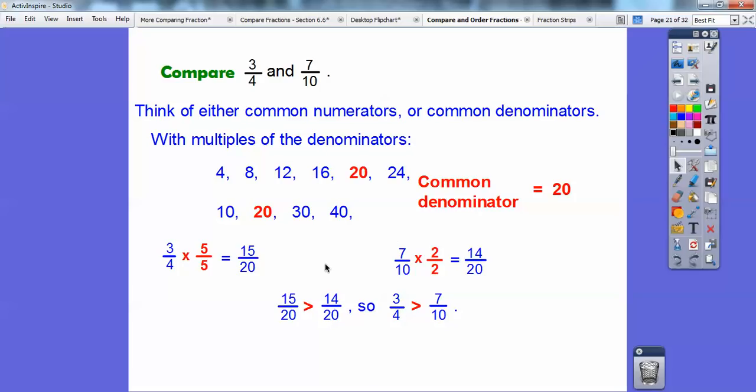And since 15/20 is greater than 14/20, that tells me 15/20 came from 3/4, so 3/4 was greater than 7/10. Look how close they are. They're 1/20th away from each other. That's how close they are. But 3/4 is definitely greater than 7/10 right there.